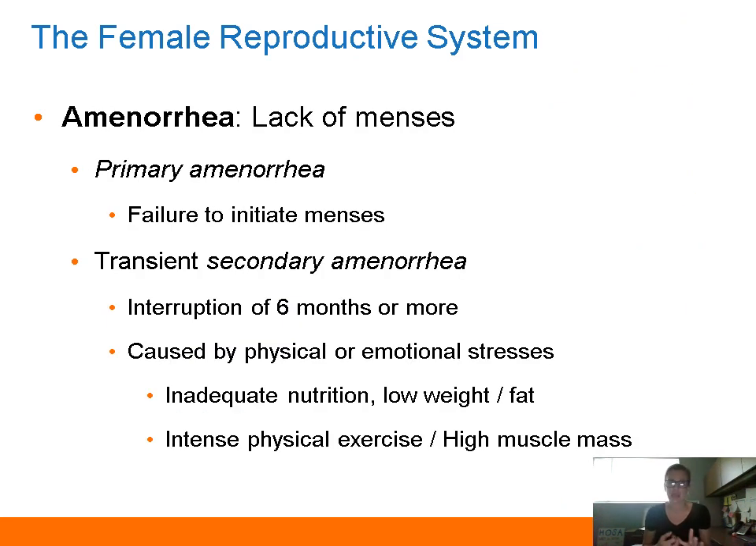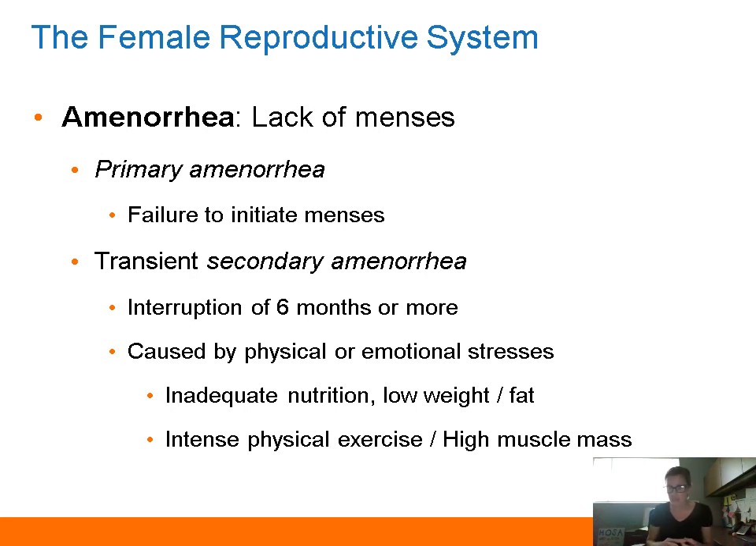Amenorrhea is a lack of menses, or a lack of a menstrual cycle. So amenorrhea is when there is no menstrual cycle occurring. This can happen for different reasons, but primary amenorrhea is a failure to initiate menses. This would be the diagnosis in a patient who has never had a menstrual cycle before, even though they're well past the age for typical menarche. So, if you have a patient who is 16 years old and she has never had a menstrual cycle, you would diagnose her with primary amenorrhea because by 16, she should have started having that menstrual cycle.